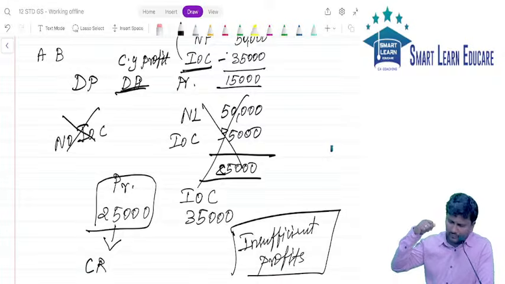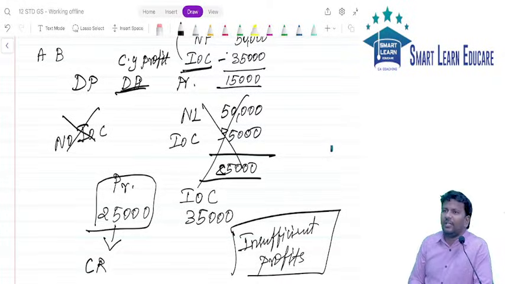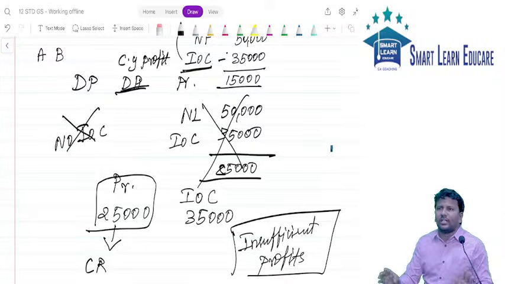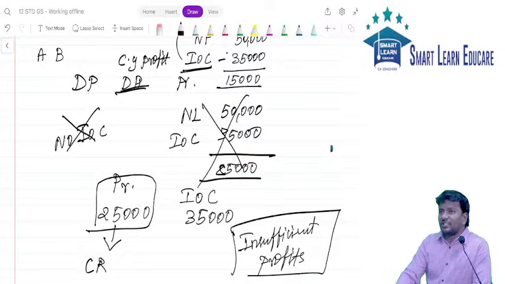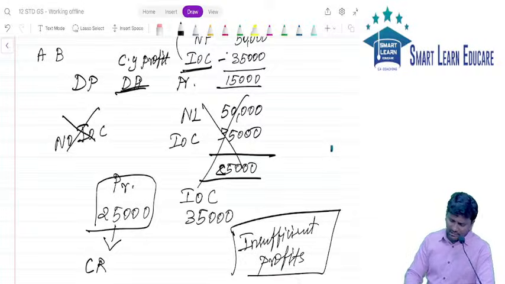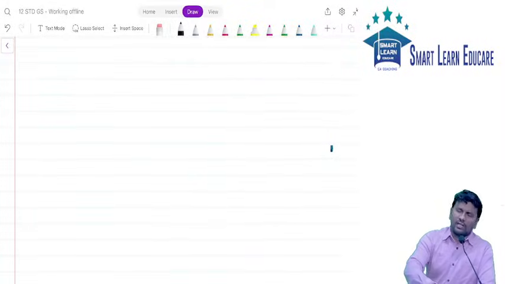First point, what is interest on capital? It is a compensation paid by the firm to partners. It should be calculated on opening capital. How should it be calculated? It should be calculated proportionately. What is the source for interest on capital? It is current year profit. In case of loss, no interest on capital. In case of insufficient profit, such insufficient profit is to be shared in capital ratio.